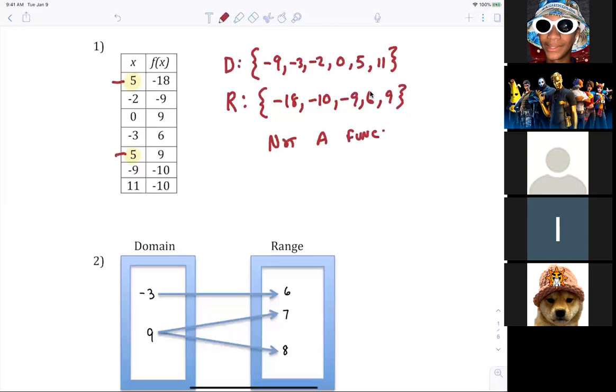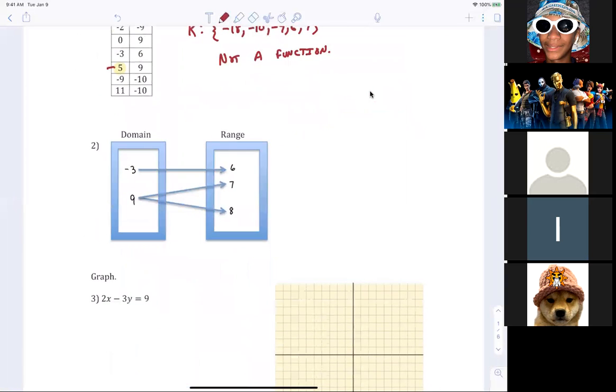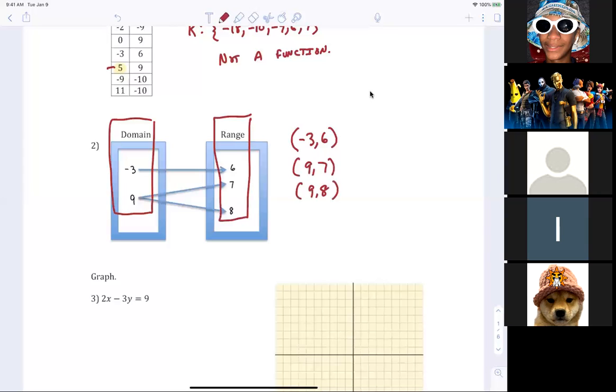Not a function. All right. So what they're saying is that this is called a mapping. Sometimes in advanced math or before, there were just different techniques of writing ordered pairs. To write this mapping as ordered pairs, it would be -3, 6, 9, 7, and 9 is also mapped to 8. So again, it's already telling you the domain, which is kind of silly, and this is the range over here. And again, not a function.